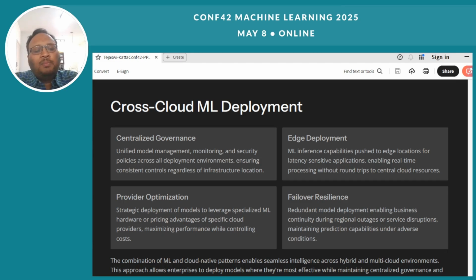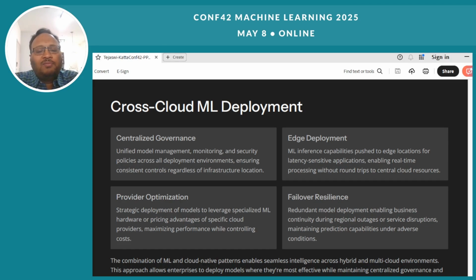In a hybrid and multi-cloud world, we need seamless ML across environments. Centralized governance ensures consistent model management, monitoring, and security policies everywhere. Edge deployments push inference closer to latency sensitive users. Provider optimization lets us exploit hardware accelerators or pricing advantages. And failover resiliency keeps prediction services running even when a region goes offline. So this flexible strategy maximizes performance while guarding continuity.